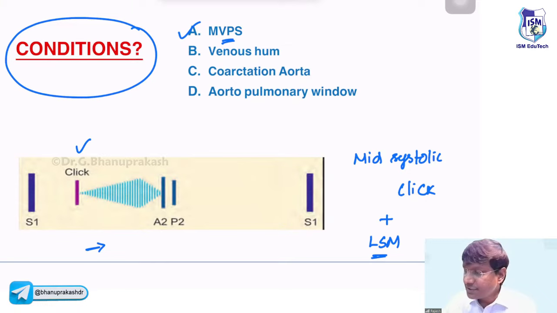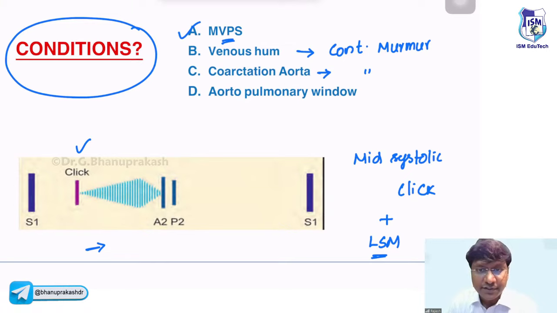Whereas you take all other conditions, you take venous hum. The murmur that you will have in case of the venous hum is the continuous murmur, right? And same is even in case of the coarctation of aorta. Here also you have the presence of the continuous murmur. And what about in case of aortopulmonary window?